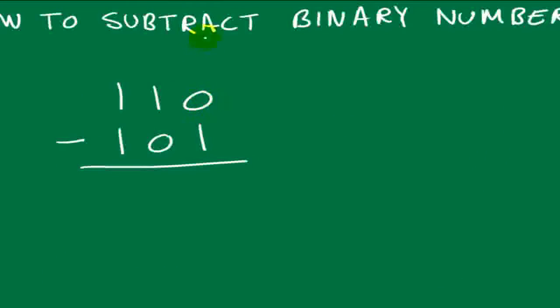So then the problem we have here is that 0 is smaller than 1. So we need to borrow a unit from this 1 next to it. So that 1 becomes a 0. But that unit that we borrowed from this place is worth 2 in this place.